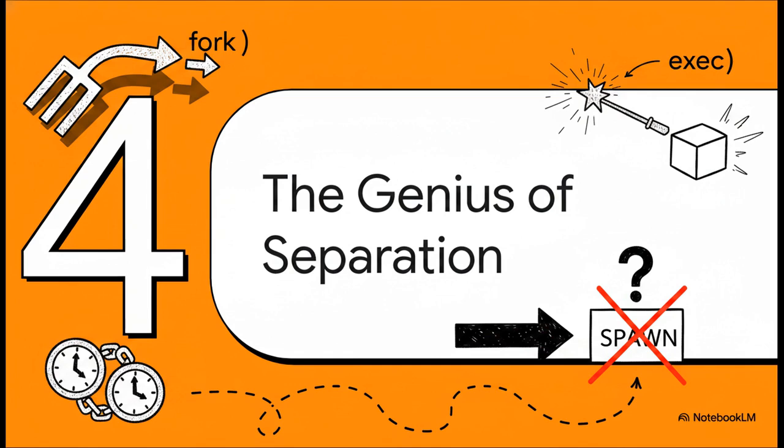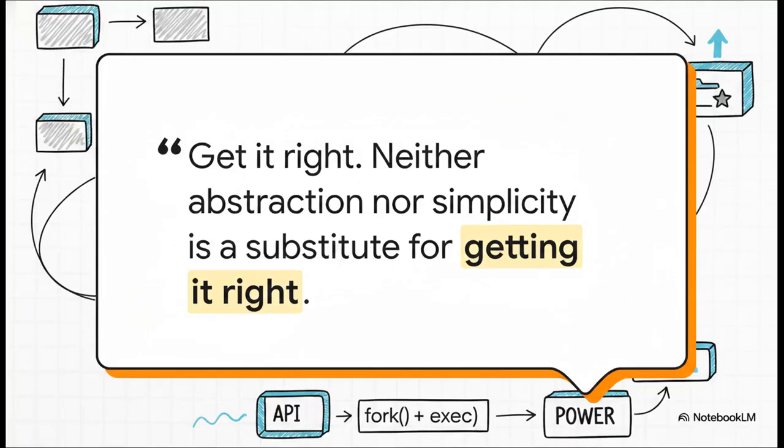We can finally go back and answer that big question from the beginning. Why separate all these steps? Why not just have one single command like spawn that does everything at once? This quote from the legendary computer scientist Butler Lampson just nails it. The Unix designers could have made a simpler, more abstract API, but they didn't. They chose this approach because it was the right one, and the reason it's right is because it's unbelievably powerful.